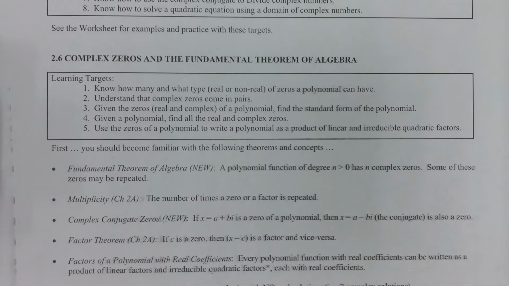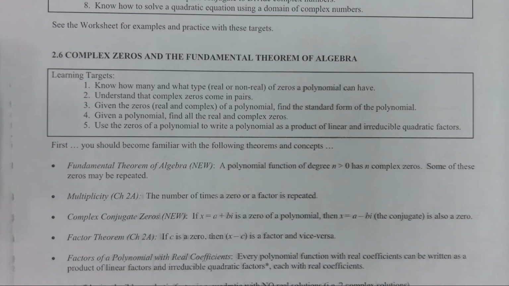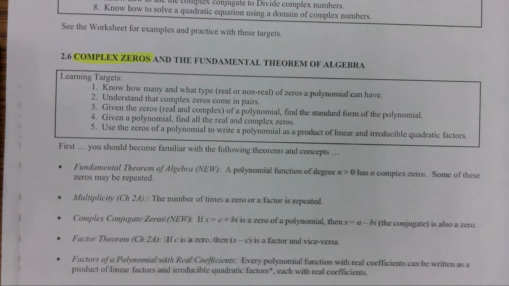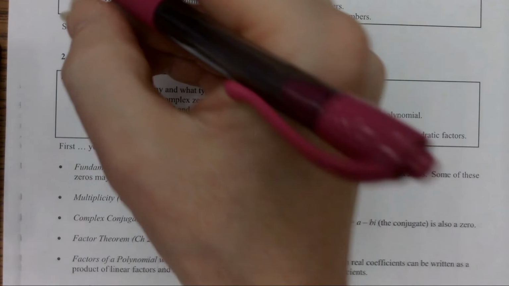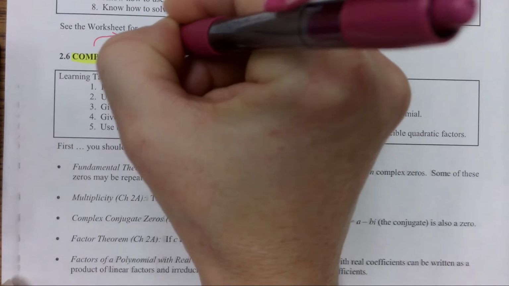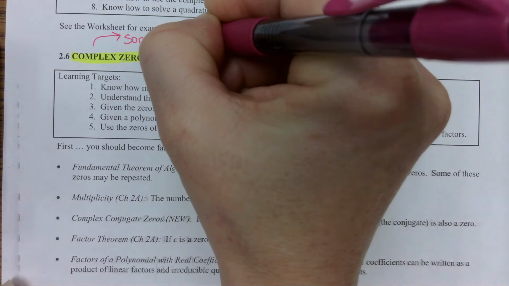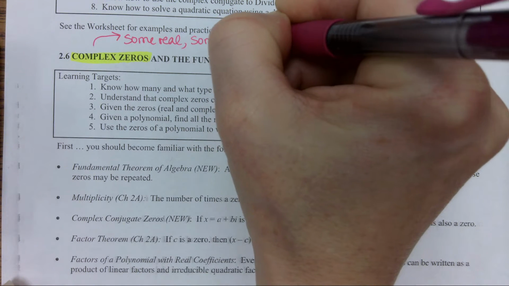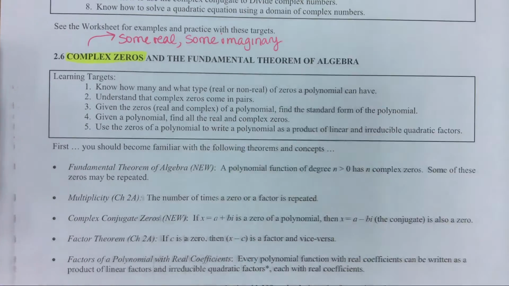Today, we're talking about how that relates to finding zeros. So just understand the word complex zeros today. Some are real, and some have i's in them. So some are imaginary. When we put them all together, those are the total complex zeros.